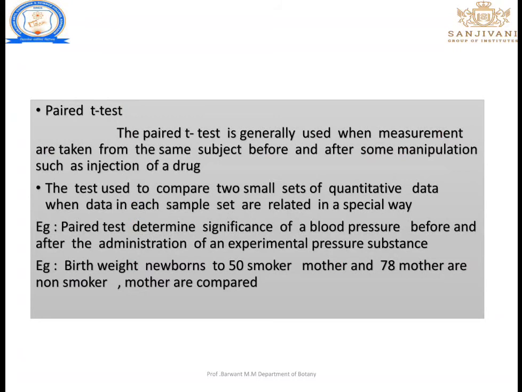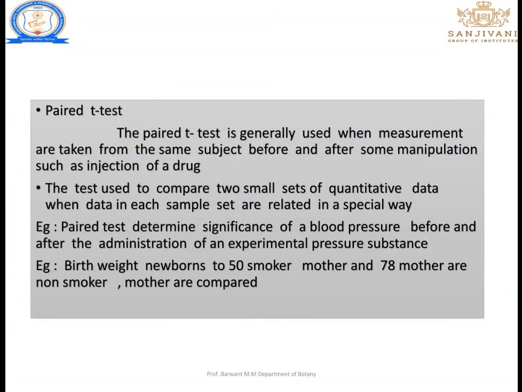In the unpaired test we selected two different groups of a sample, cardiac versus non-cardiac. But here, blood pressure is the parameter, and how is it manipulated? Firstly, blood pressure is measured in the same population, then the drug is administered, then blood pressure is measured again. The birth weights of newborns of 50 smoker mothers and 78 non-smoker mothers are compared. These are examples of a paired t-test, where in one population we select the same parameter.